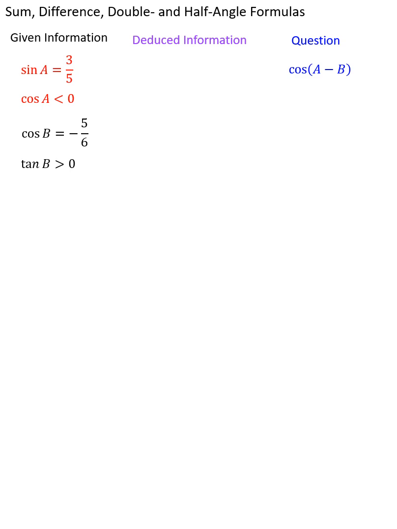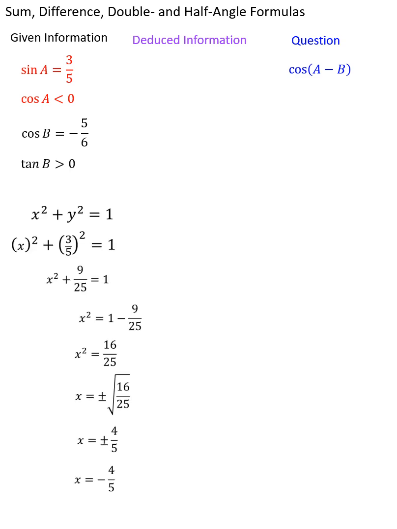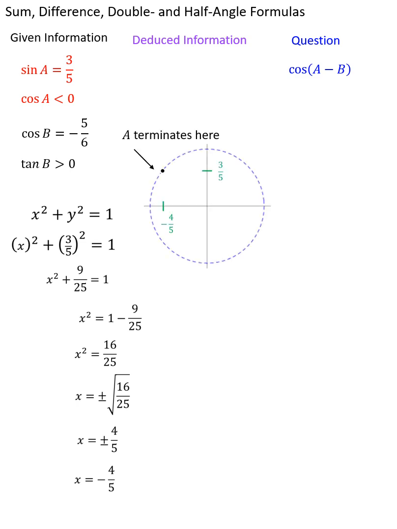Now, you'll recall in video 3 that when presented with this information, you may see it in red in the upper left corner, we did some algebra by plugging 3/5 in for the y coordinate, and eventually, through a long process, we determined that A is an arc that terminates right here. And that point turned out to be -4/5, 3/5. So now I've deduced the terminal point of A. I don't know what A is, but I know where it ends.